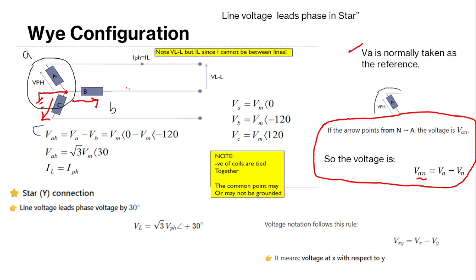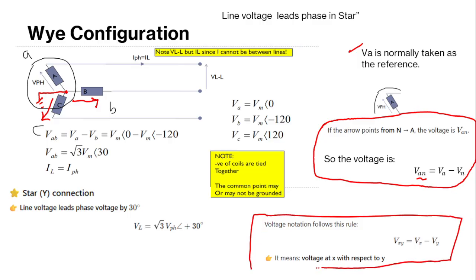So let's keep that in mind. The arrows pointing out, so if we go from N to A, is VAN. Just keep that in mind. That's very important. And then going down here, basically the same thing. VXY means X with respect to Y, literally what it means, right? But know that if it's going out, for the phases you always use VAN, and VAN will basically mean the arrow is going out.